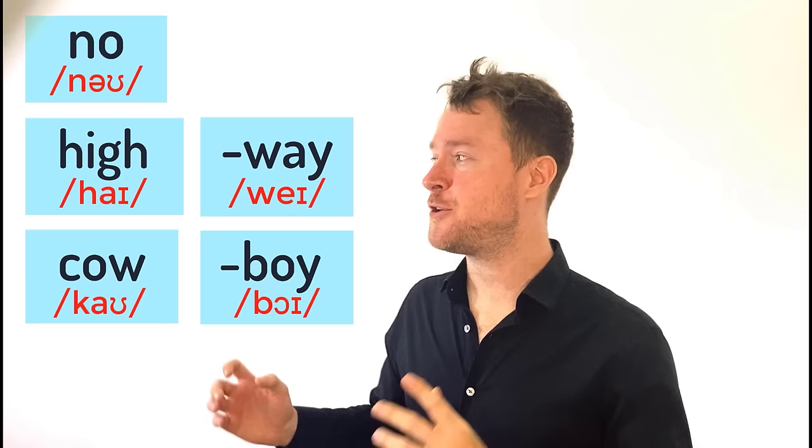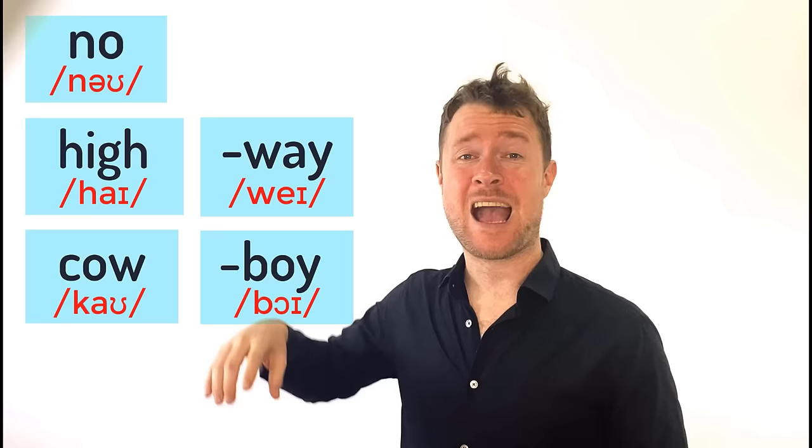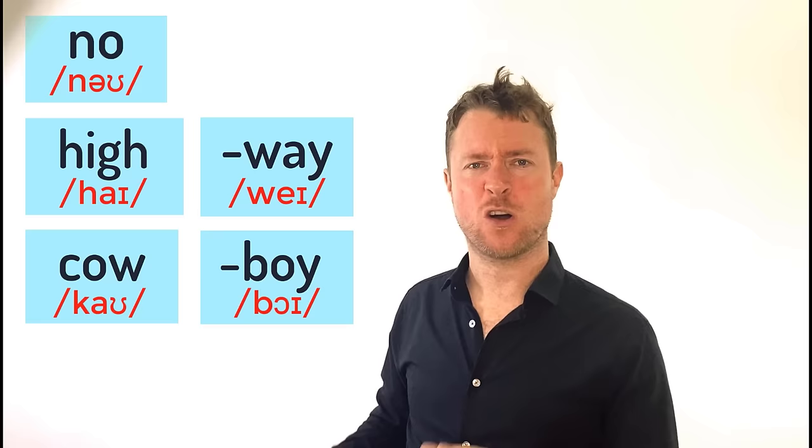Okay. You would be correct if you said these ones. You've got the O in no. You've got the I in high. You've got the A in way, no highway. And then you've got two more, cow, the ow sound, and boy.